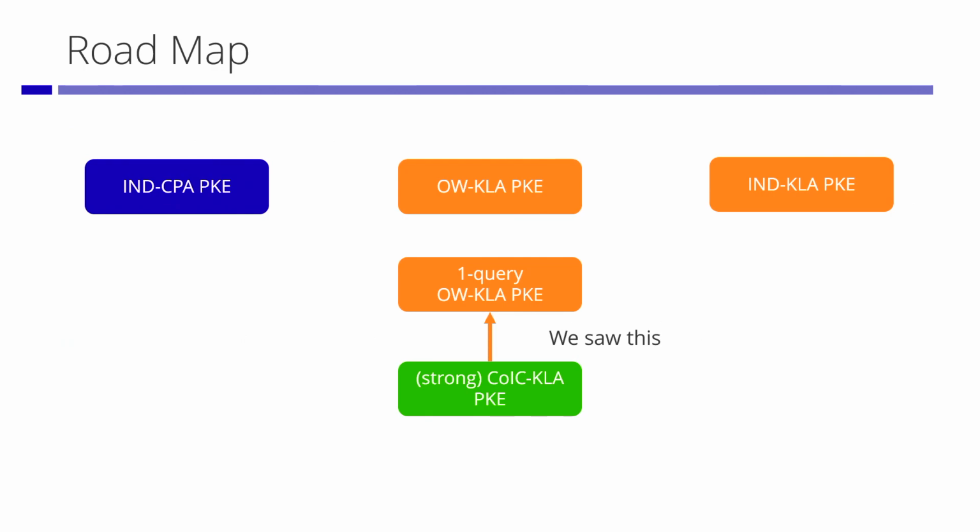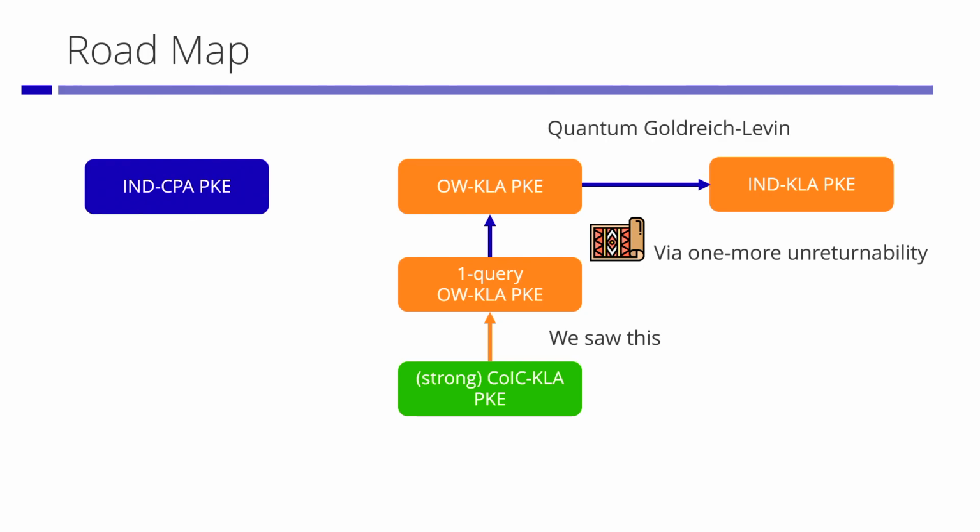So we saw that we can achieve one query one-way carrier security from COIC carrier secure PKE. And we can upgrade one query one-way carrier security to many query one-way carrier security by using the notion of one more unreturnability, which I omit in this talk. But note that we do not need any additional assumptions for this upgrade. And then we can upgrade one-way carrier security to carrier security by using the quantum Goldreich-Levin theorem.